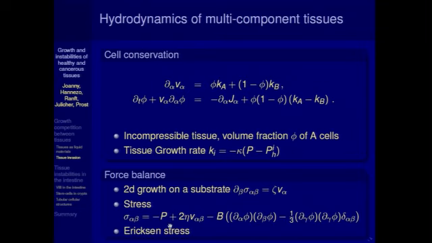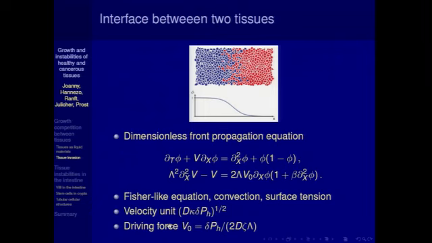So the problem that I want to study is this one. I put an A tissue on the left, a B tissue on the right, and this tissue has a higher homeostatic pressure than this one. So it will invade, it will move in this direction, and what you expect is to have a wave that moves in this direction.